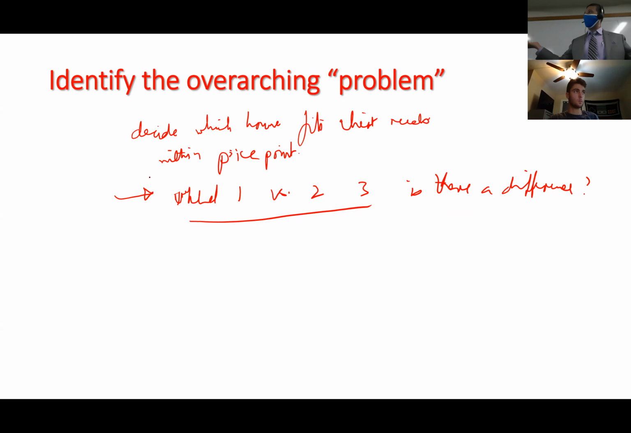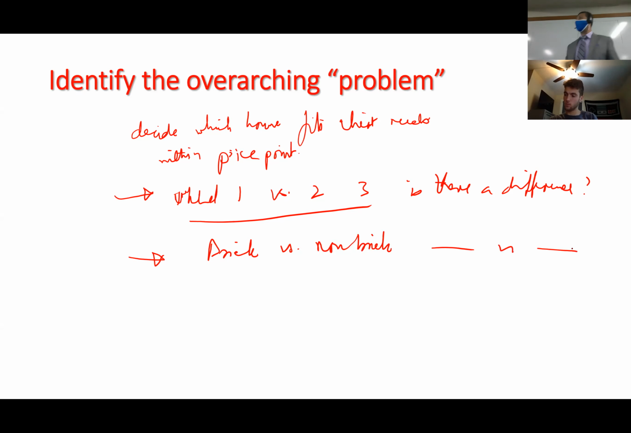Brick versus non-brick, right? So the next sub-problem is brick versus non-brick. Is there a real difference? What else can we think out of this? Can we convolute this any further beyond these two steps?